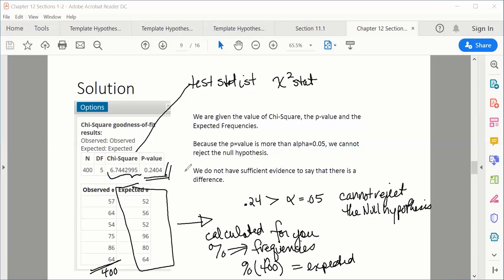So if the percents lined up from the M&M company, we would have expected 52, I think that was brown, and we got 57. Not too far apart. And 56 of the next color, but we got 64. We expected 52, but we got 54, etc. So these aren't different enough to say that this is a really different bag.